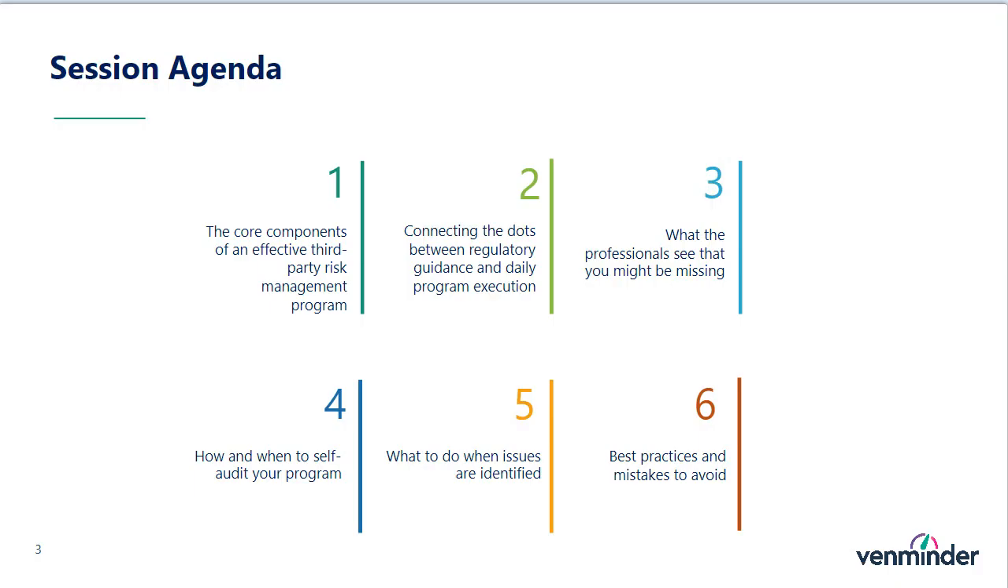Well, welcome everyone. We have so much to cover in a very short time today. But to give you an idea of what we're going to be doing, we're going to start off with some basics about the regulatory landscape, what some of these terms mean, and then we're going to move on to help you connecting the dots between regulatory guidance and your program. We'll also teach you how to look at your program like a professional, like an examiner, so that you can see some of the items they might be looking for during an exam. We're going to show you how to self-audit your program and teach you what to do when issues come up. And then we'll wrap up with some best practices and some mistakes to avoid. So let's jump on in.